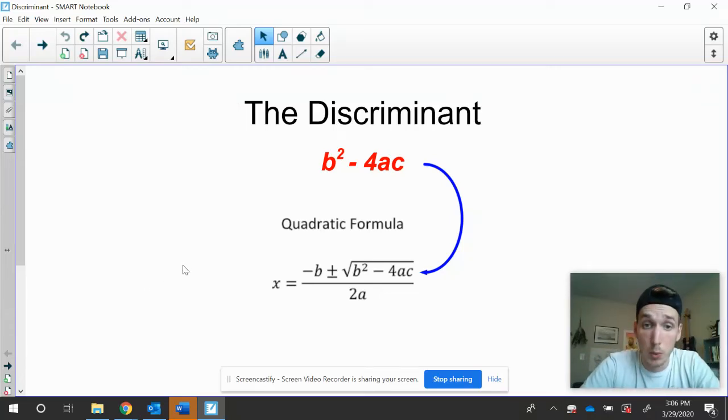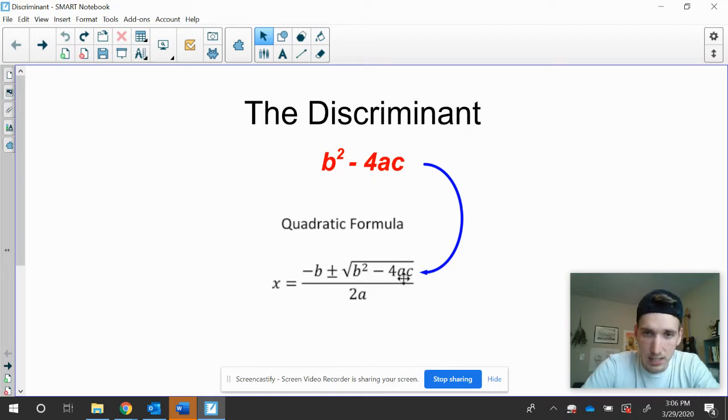We're going to continue on with the quadratic formula today. And today we're going to look at a specific piece of the quadratic formula called the discriminant. And it's going to tell us some important information about our quadratic equations. So remember this guy, right? He's going to be our good buddy for the rest of the unit, the quadratic formula.